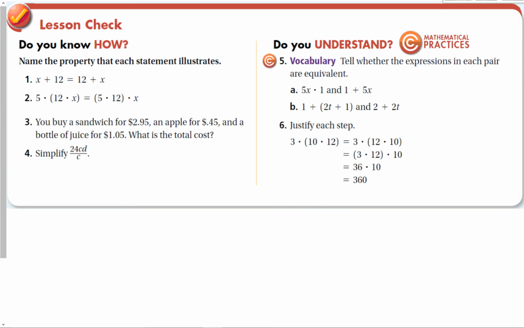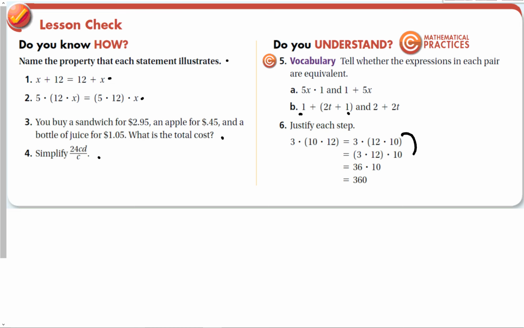Okay, so our lesson check. Do you know how to name the properties? That is commutative. This one is associative. And do simple mental math, simplify that expression. My vocabulary: tell whether the expressions in each pair are equivalent. Are these two expressions equivalent? No, they are not. And are these two expressions equivalent? Yes, they are if we combine the ones together.